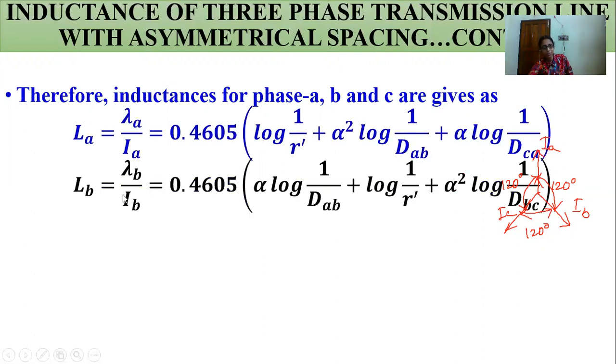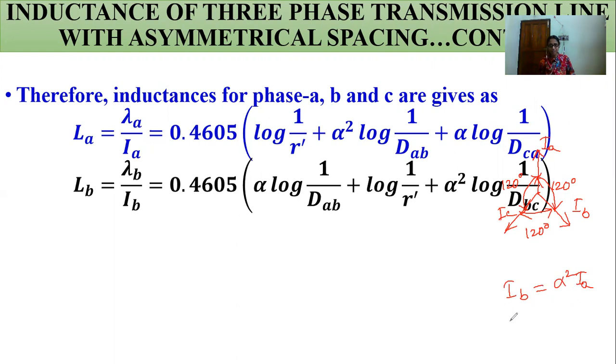For phase B, it will be lambda B divided by IB, that is 0.4605 alpha log 1 by DAB plus log 1 by R dash. How is it coming here? Just see here, that was IA, so IA divided by IB. IB is nothing but alpha square IA.